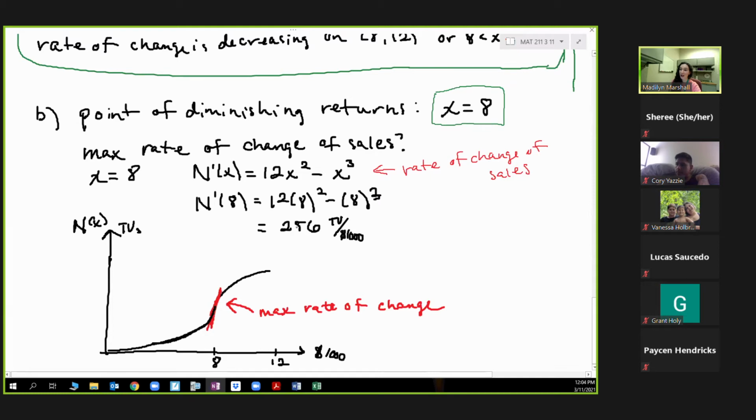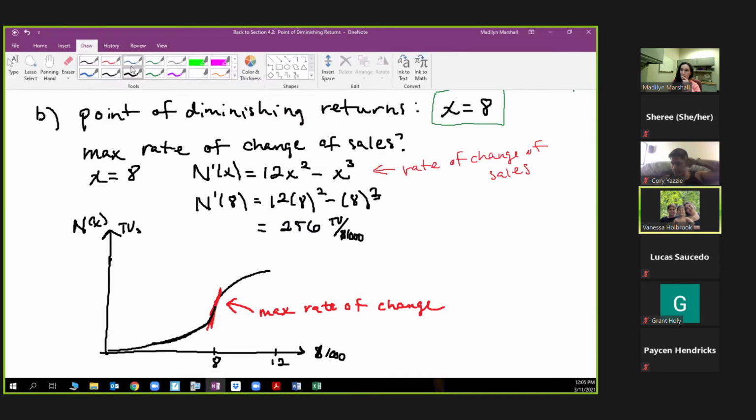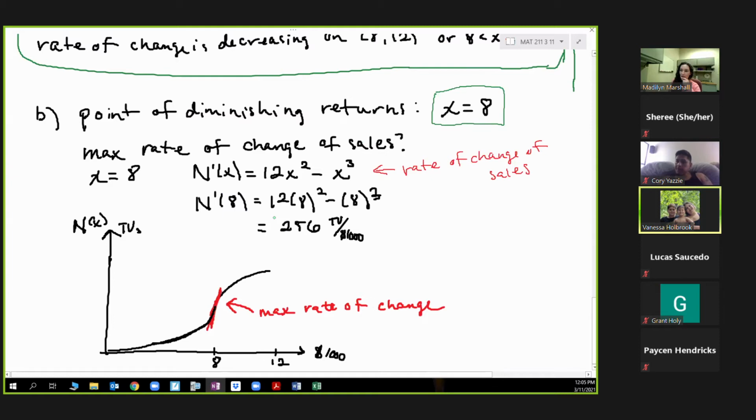So this means that sales are increasing by 256 TVs for every $1,000 spent on advertising at that moment. So if you spend $1,000, you're going to sell 256 more TVs than you were before. Okay, so it's like past the break-even point? Or no? We don't have a break-even point here because we don't have anything to compare it to.